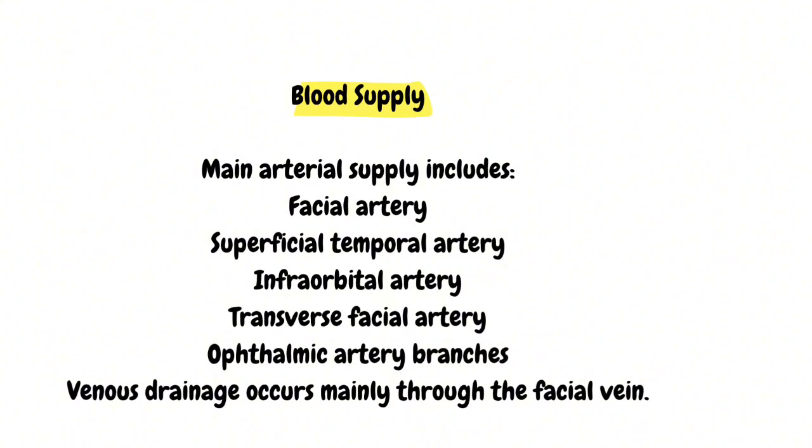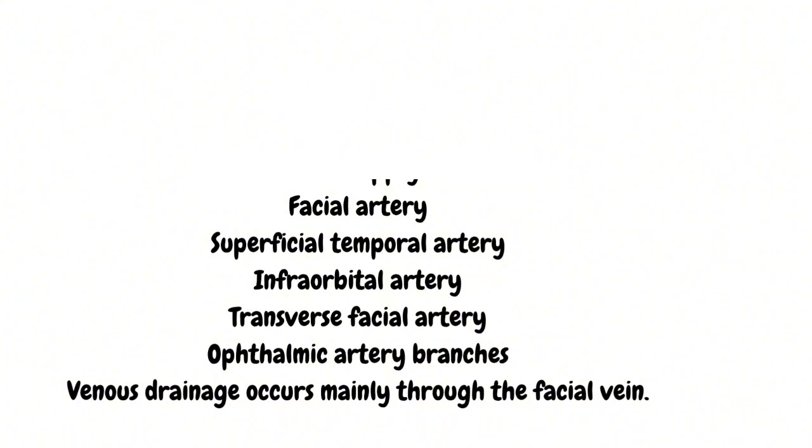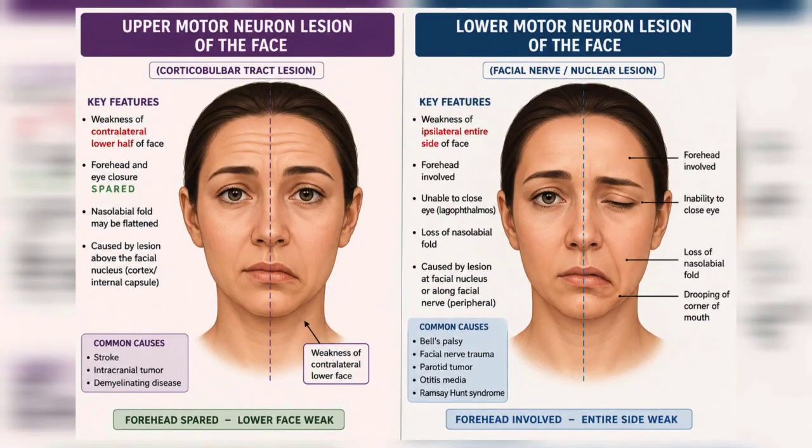Now we will discuss some of the clinical correlations related to your muscles of facial expression. The most important, the first one, is your upper motor neuron lesion and lower motor neuron lesion. You cannot remember the whole description, but remember one trick. If the upper motor neuron lesion is involved, it means the lower face is affected. If your lower motor neuron lesion is involved, then it means your upper and lower face both are involved. You can see clearly the difference.